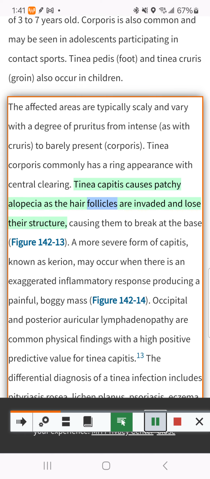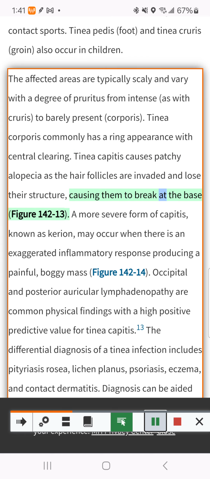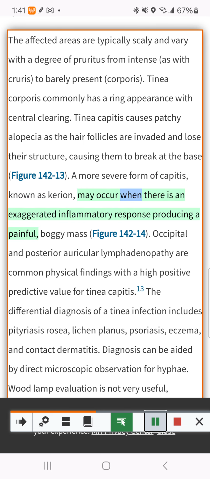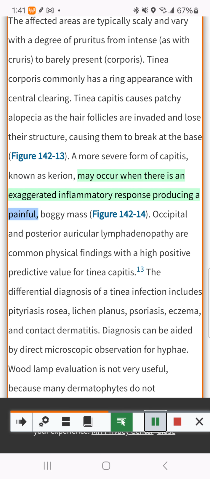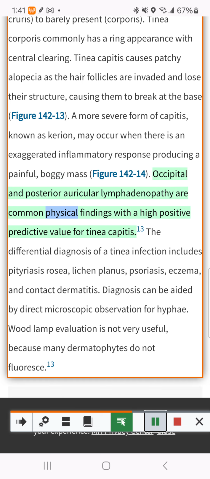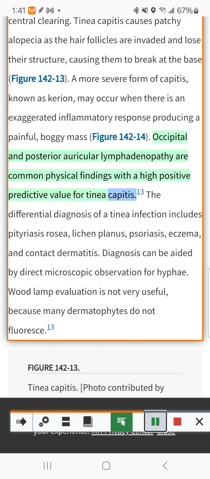Tinea capitis causes patchy alopecia as the hair follicles are invaded and lose their structure, causing them to break at the base, figure 142-13. A more severe form of capitis, known as kerion, may occur when there is an exaggerated inflammatory response producing a painful, boggy mass, figure 142-14. Occipital and posterior auricular lymphadenopathy are common physical findings with a high positive predictive value for tinea capitis.